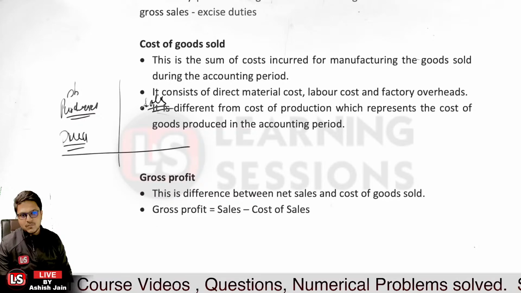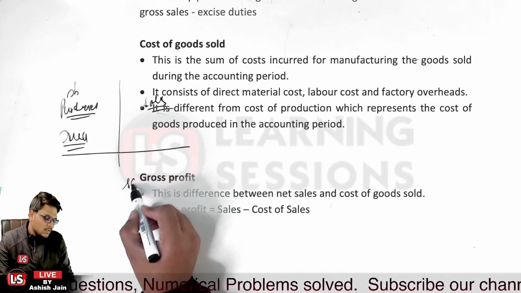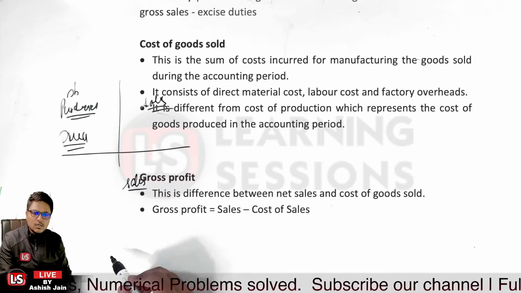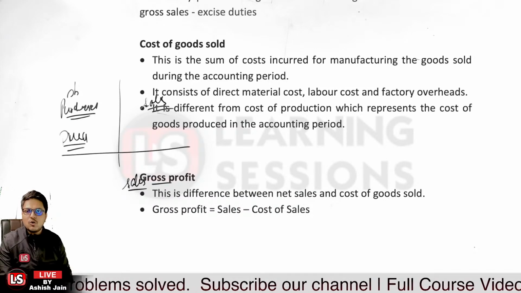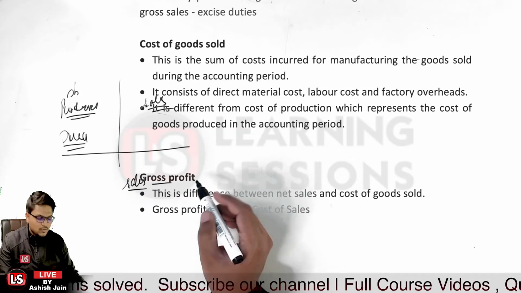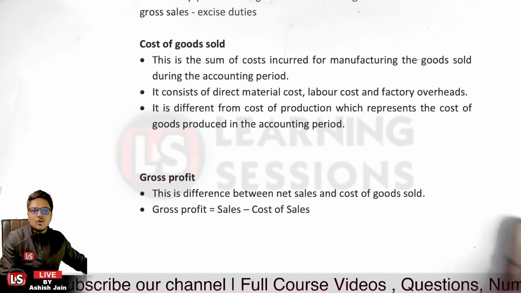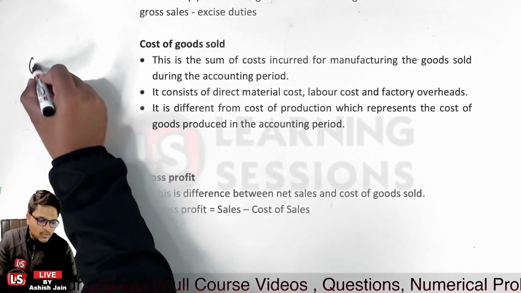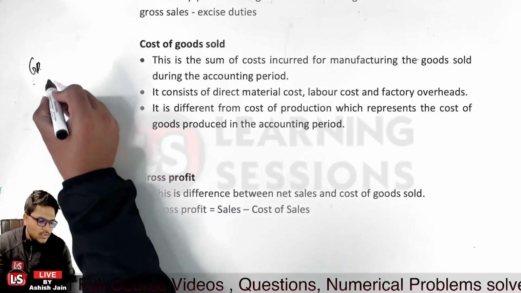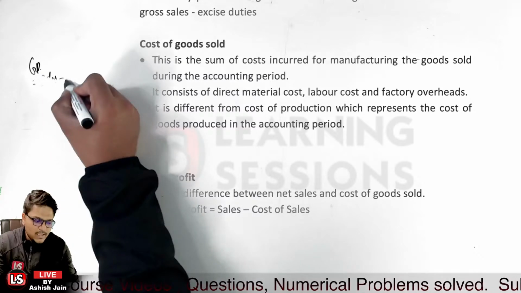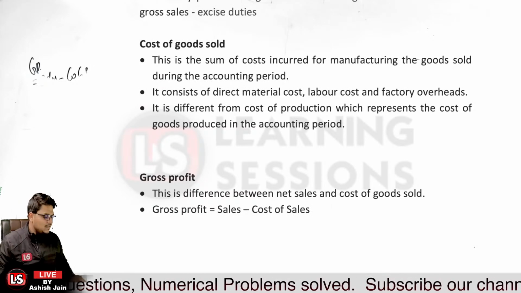Okay, so gross profit is equal to what? It is equal to sales, the total amount I sold the goods for, minus the cost of sales, or cost of goods sold. That is the gross profit. So I'm writing this over here: gross profit is equal to the sales minus COGS, the cost of goods sold.